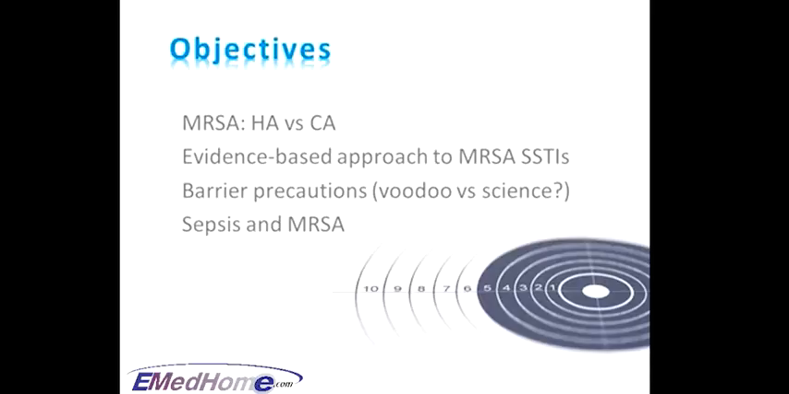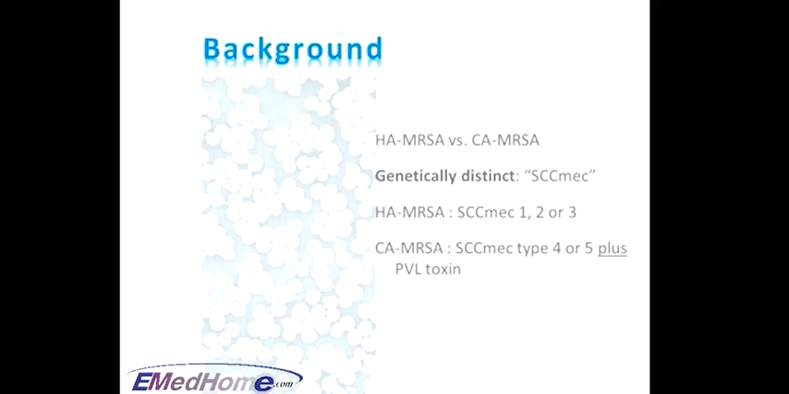So what we're going to talk about today is we're just going to really briefly look at MRSA and look at it in the framework of a few stories. We're going to look at the difference between hospital-acquired and community-acquired MRSA and what the heck it all means. A little bit of an approach to some evidence behind skin and soft tissue infections, some issues around barrier precautions and whether I think it's voodoo or whether there might actually be some science. And we're going to talk about sepsis and MRSA.